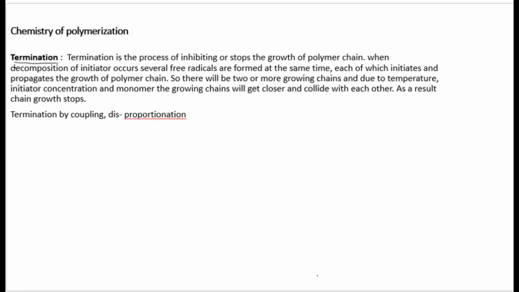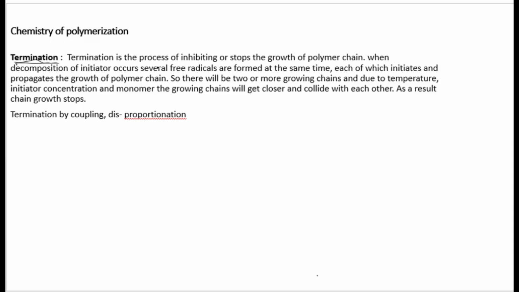So next we can discuss the termination step. After propagation, the next step is termination. In propagation, the polymer chain growth is increasing. So further adding of monomer units to the growing chain should stop, and thereby growth of the polymer chain is arrested. So the arresting or inhibition of polymer chain growth is called termination.